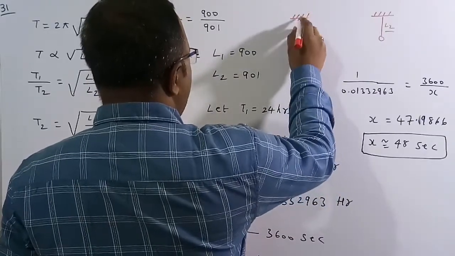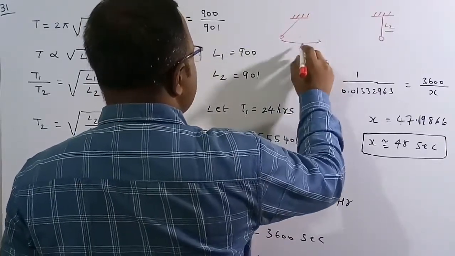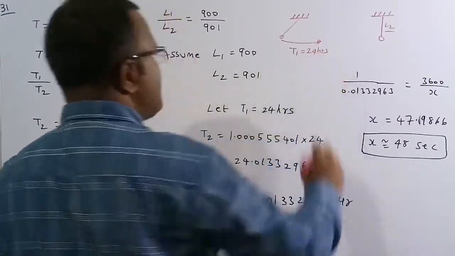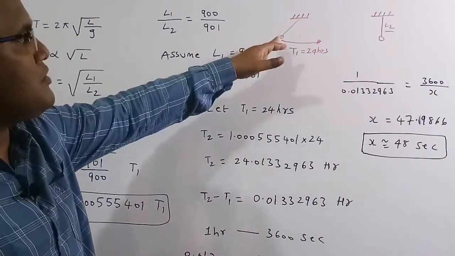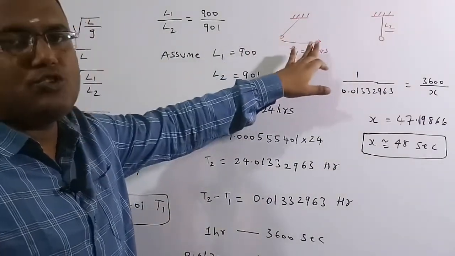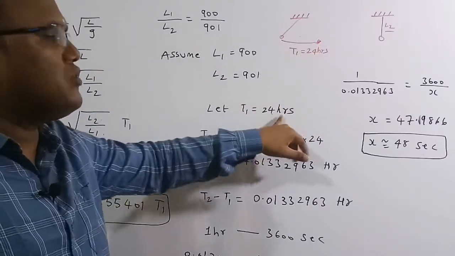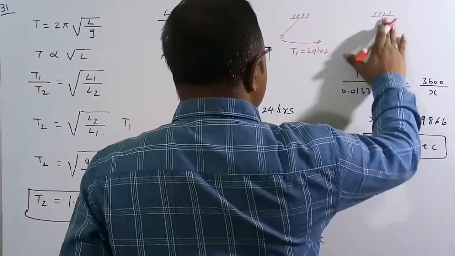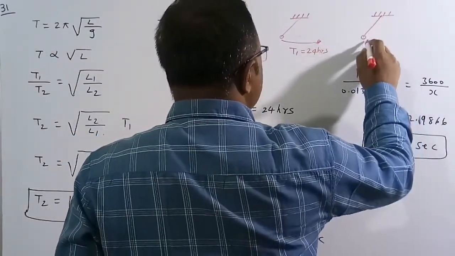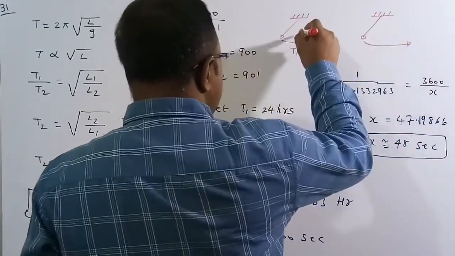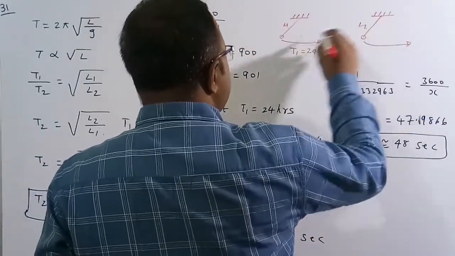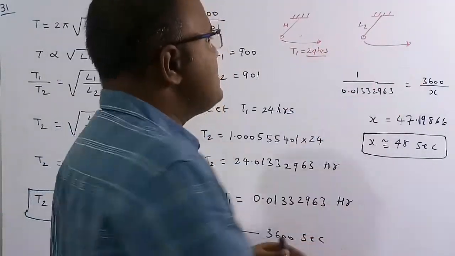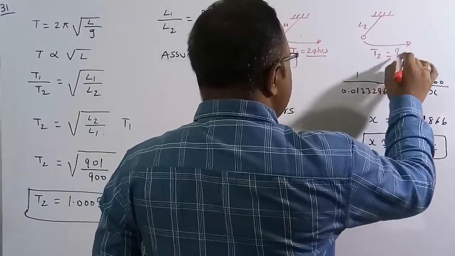See here, for this first pendulum, I am going to make one complete swing. I am going to assume the time for this one swing is 24 hours. So for one swing of this pendulum from here to here, it totally takes 24 hours. Let T1 be equal to 24 hours. Then I want to know for this another pendulum of length L2, how much time it is going to take for one swing from here to here. If the first pendulum of length L1 makes one swing in 24 hours, I want to figure out how much time the second pendulum is going to take for one swing.